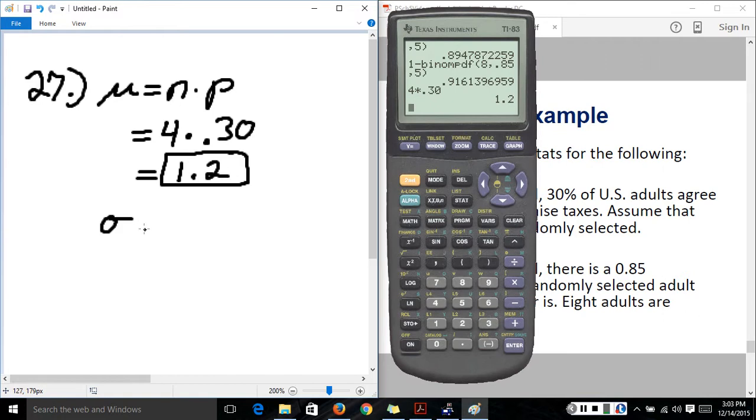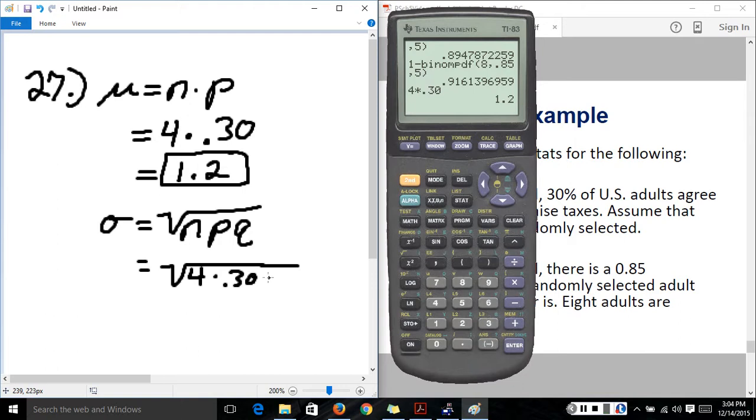All right, now standard deviation. Standard deviation, that's the square root of n times p times q. As stated before, n is the number of trials, that's 4. P is the probability of success, 0.30. Q is the probability of failure. Well, if there's a 30% chance that you'll succeed, probability you'll fail is 0.70. And of course, we take the square root at the very end.